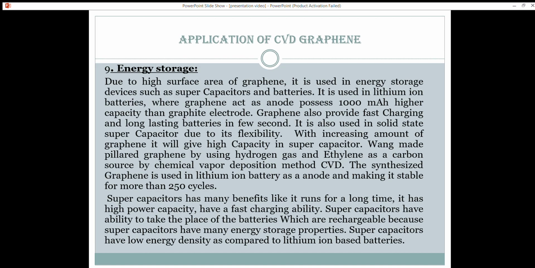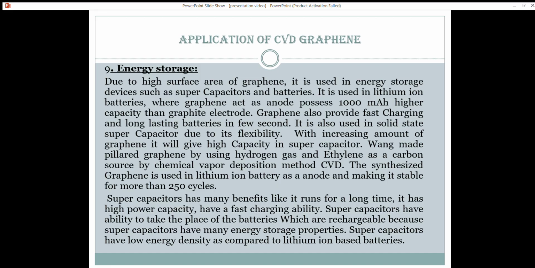Moving next, we will see applications of CVD graphene in energy storage devices. This is basically linked to capacitors, supercapacitors and batteries. Due to the high surface area of graphene, it is used in energy storage devices such as supercapacitors and batteries. It is used in lithium-ion batteries where graphene acts as an anode and possesses 1000 mA higher capacity than a graphite electrode. Graphene also provides fast charging and long-lasting batteries in a few seconds. So this is the benefit that graphene has: a long-lasting battery and super fast charging.